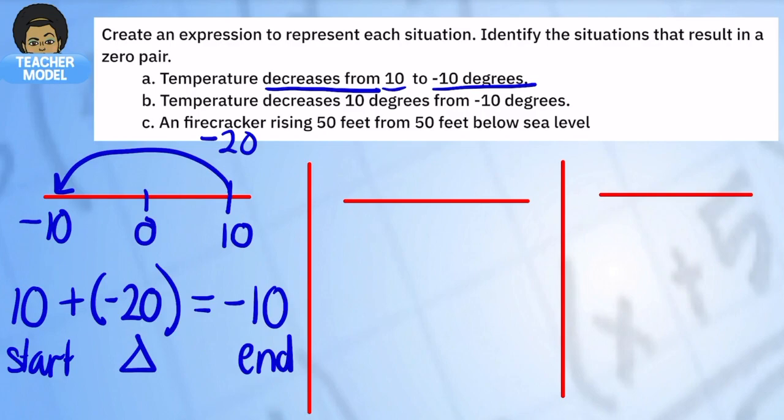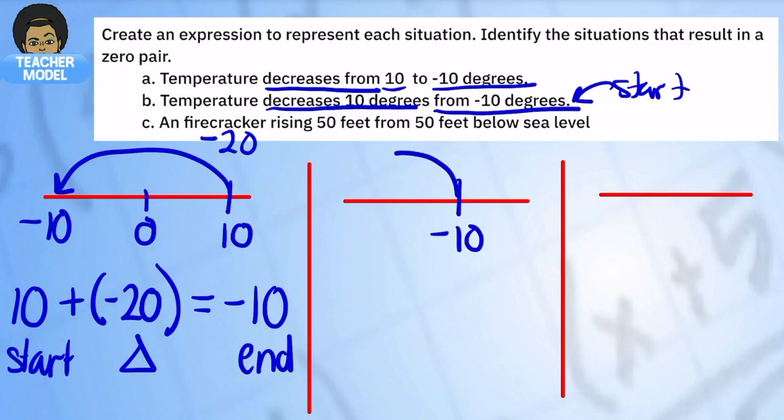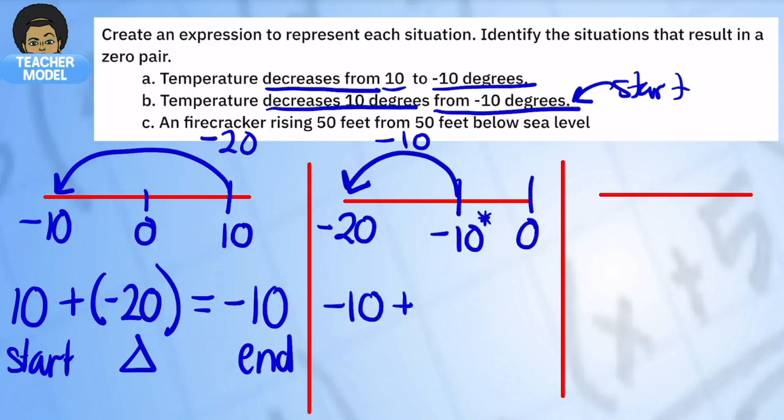And the second one, I have the temperature decreasing 10 degrees from negative 10. So that's my start. I'm starting at negative 10. And my change is the decrease. It's going down 10 degrees, decreasing. So that means I'm going to end at negative 20. How do I know that's not zero? Because I'm decreasing, meaning I'm going towards the lower, to the left. So again, here's my start over here at negative 10, and I added another negative 10. And they both have 10s, but they're not opposites. They're both negative, and that means I do not have a zero pair again. I get to negative 20.